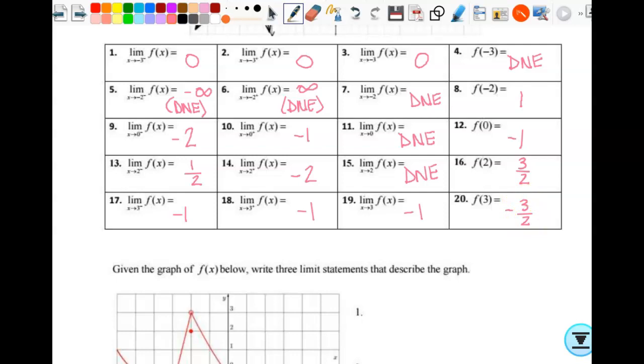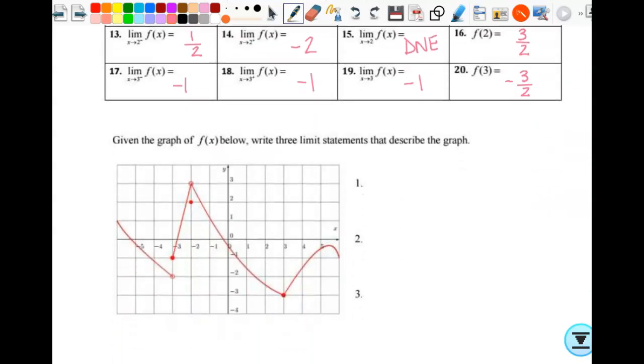All right, so now I'm going to give you a minute. I want you individually to, it says, given the graph of f of x below, write 3 limit statements that describe the graph. So you're going to make up your own limit statement. Yours are going to be different than each other's. That's totally fine. Let's see what you got.